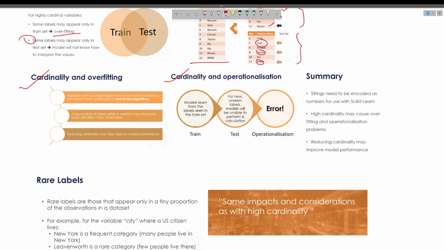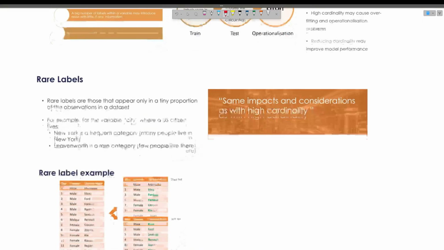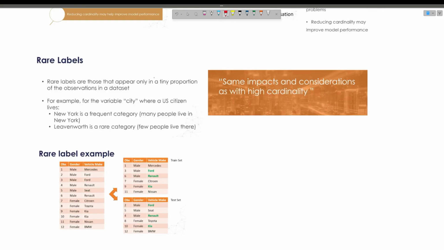Okay. Now the thing is, let's talk about the rare labels. Sometimes we can have some rare labels. Rare labels are those that appear only in a tiny proportion of the observations in the data set. For example, for the variable city where a US citizen lives, New York is a frequent category. Many people live in New York. North is a rare category. Few people live there. So okay, it can happen. So we'll learn about that.